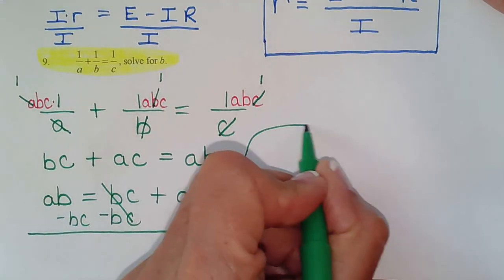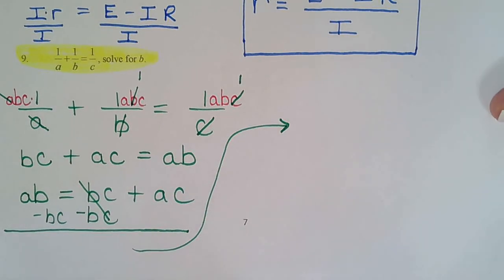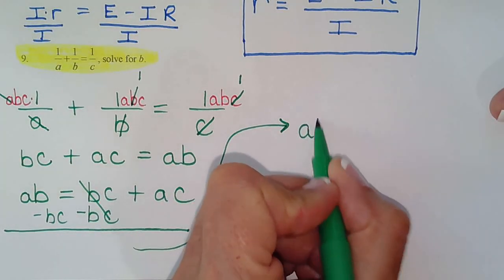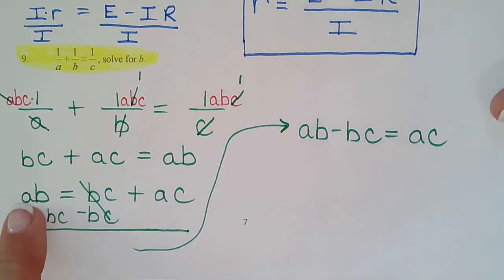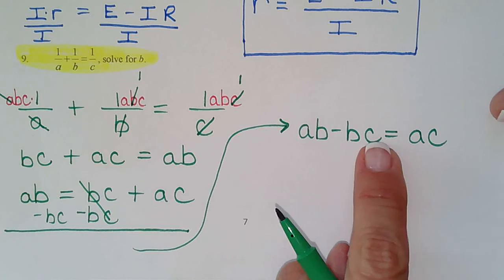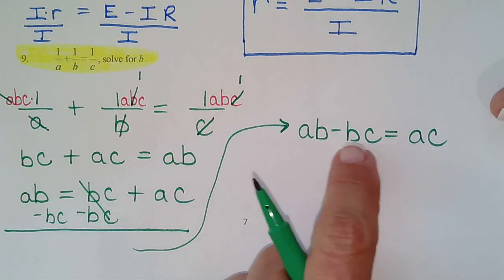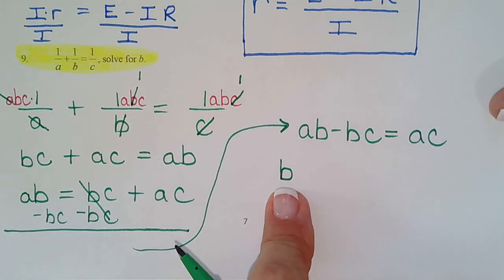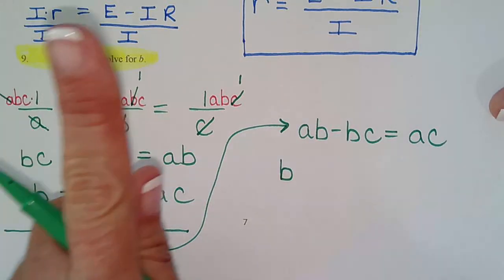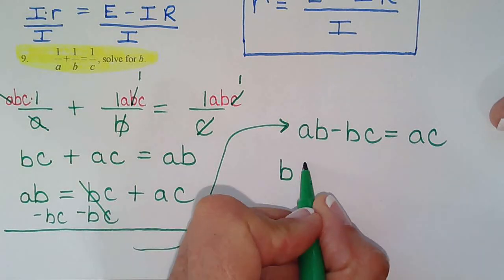Okay, I'm going to bring this up here so we have a little more room. So then I have AB minus BC equals AC. So then I say, I'm trying to get B alone. So I have two B's. Oh yeah, they're a GCF. I can pull it out as a single B because when I'm solving for B, I want one B. And the way to turn that into one B is by pulling it out as a GCF.